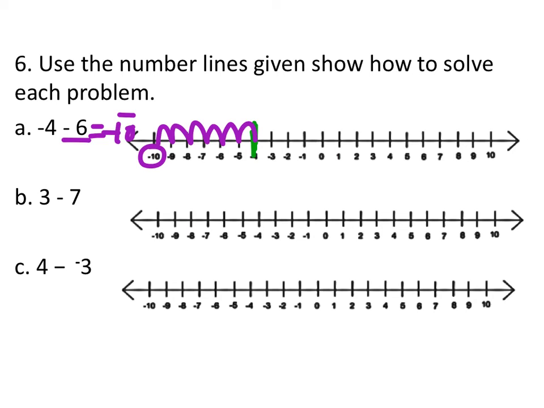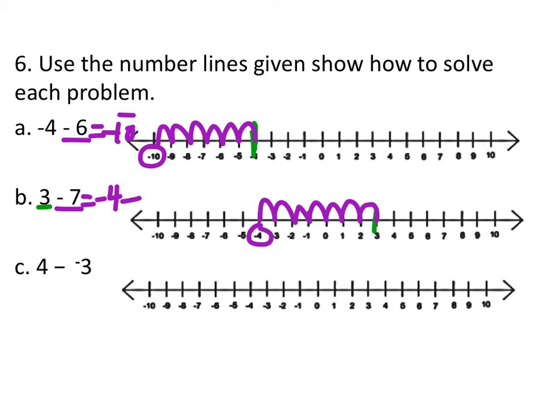Alright? The next one, this starts at +3, but then, again, it's going to the left 7 because it's -7. And minus is to the left direction. So we're going to go to left 7. 1, 2, 3, 4, 5, 6, 7. And we end at -4 right there.